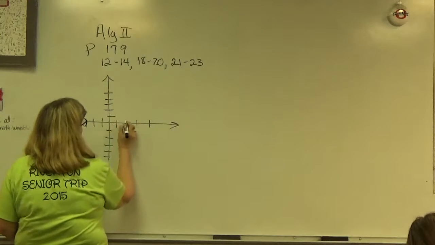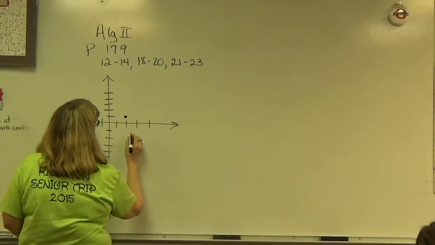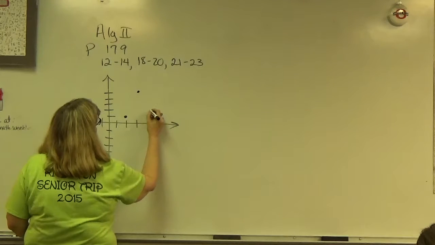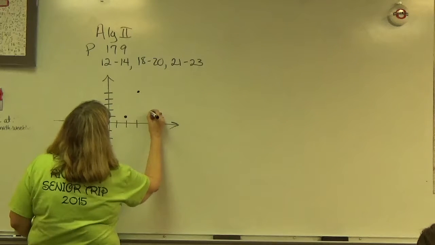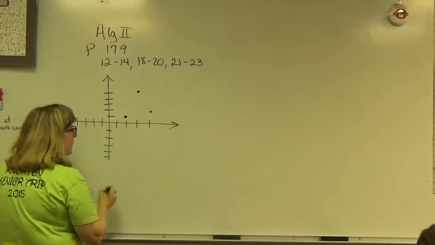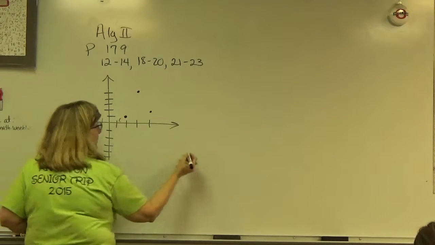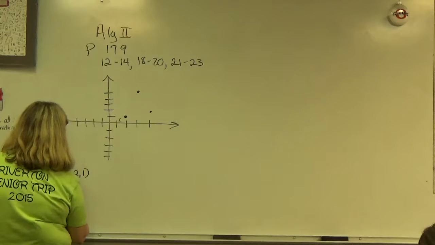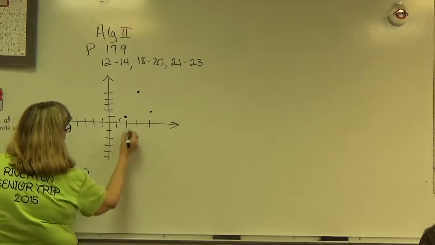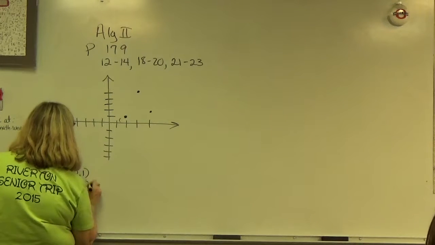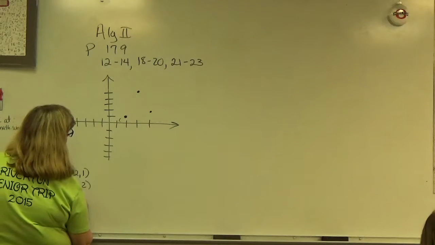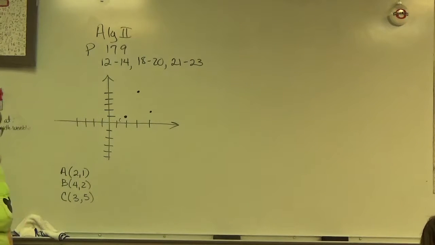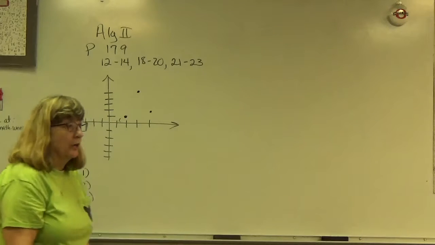Let's say I have a point at 2, 1, 3, 5, and 4, 2. So there's my triangle. Here's my original triangle. I'll call it A is at 2, 1, B is at 4, 2, and C is at 3, 5. So you need to plot those points and play connect the dots. So you should have a triangle.